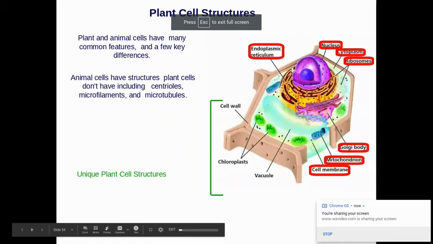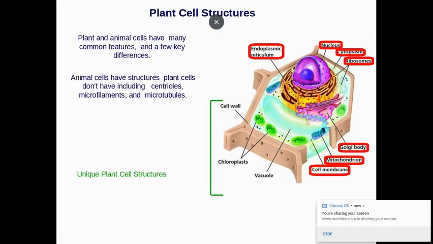Okay, so today we're going to be covering slides 54 to 62, and we're going to be talking about plant cell structures. Please don't forget to take notes as we're going through this. Some of the cell structures are in both plant and animal cells, but then there are some specific organelles that are only in plants. And remember that an organelle is another name for a cell structure. So plant and animal cells have many common features and a few key differences.